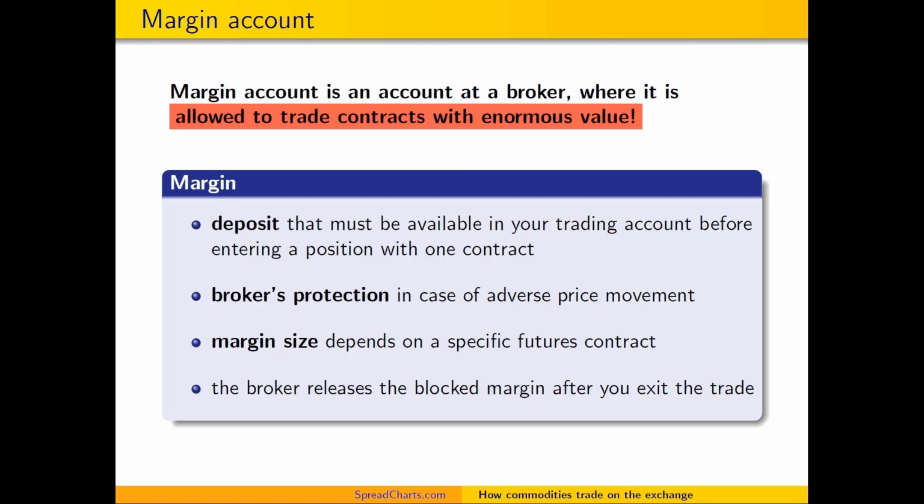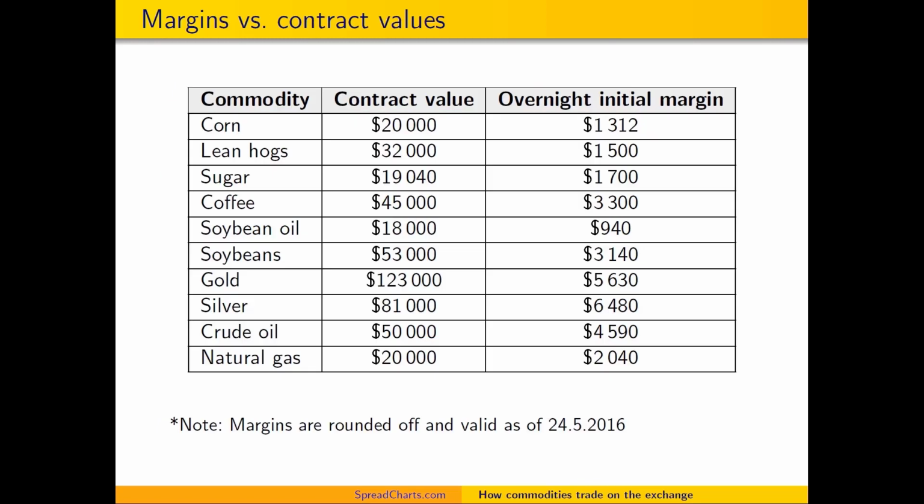You also need the so-called margin account at your broker to be able to trade futures. The size of the margin depends on the specific futures contract and commodity. After we exit the trade, the broker releases the margin and we get that money back. In this table, you can see contract values from the previous table together with margins.